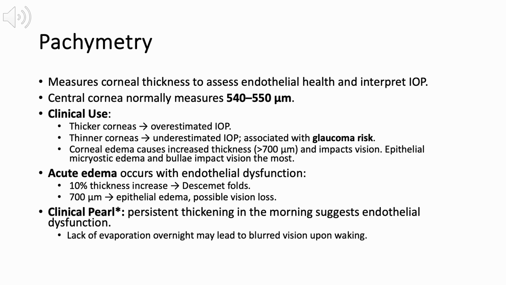In cases of corneal edema, thickness typically exceeds 700 microns, often impairing vision. Epithelial microcystic edema and bullae are especially detrimental to visual clarity. A 10% increase in corneal thickness can produce Descemet's membrane folds, while at 700 microns, epithelial edema becomes likely and may cause significant vision loss. A helpful clinical pearl is that persistent morning thickening of the cornea may indicate endothelial dysfunction, as the lack of overnight evaporation leads to temporary corneal swelling and blurred vision upon waking.